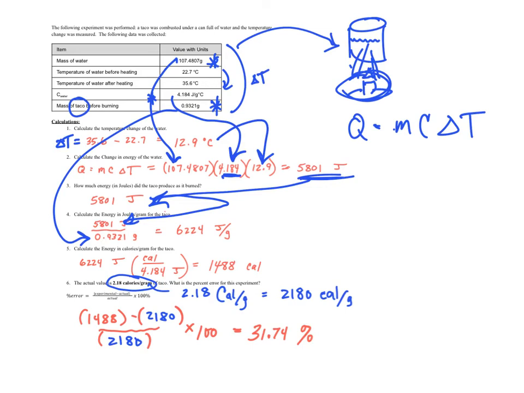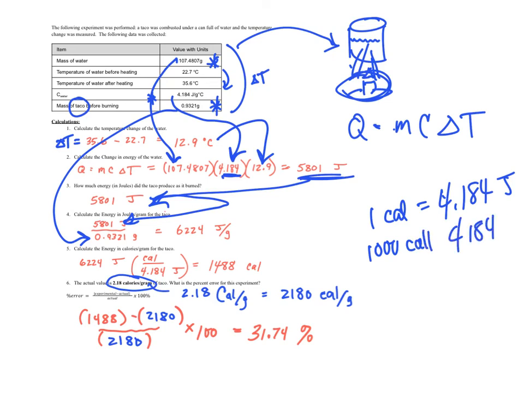So we got to know how many calories are in a joule. Maybe we remember that 1 calorie is 4.184 joules. Or we could say that 1,000 calories is equal to 4,184 joules. Or we could call it 4.184 kilojoules. All of those things are true. So we just convert from joules into calories.